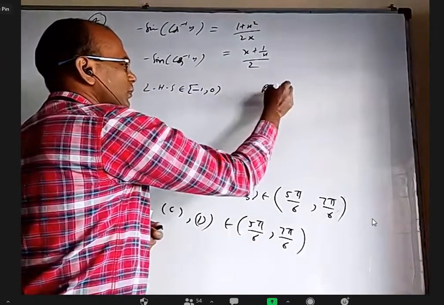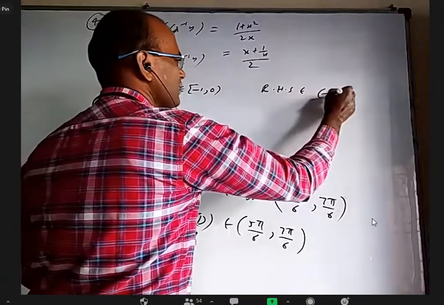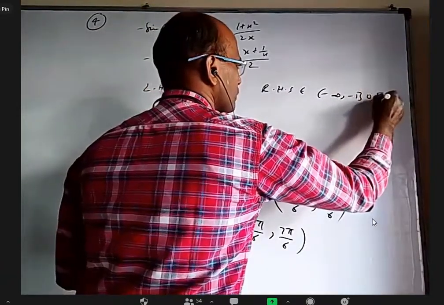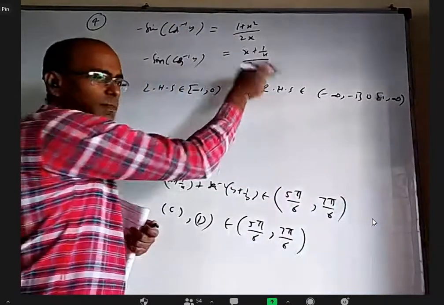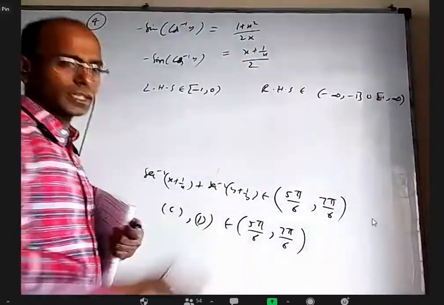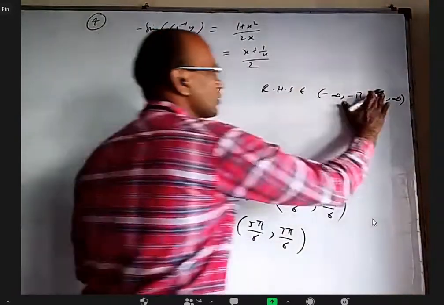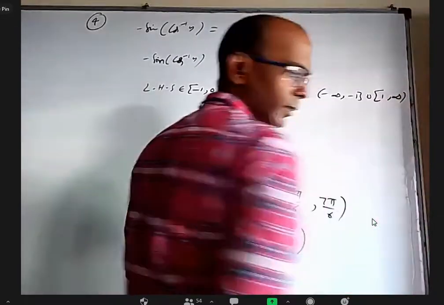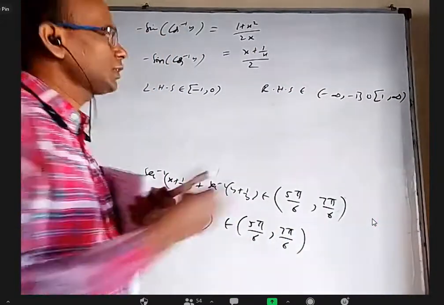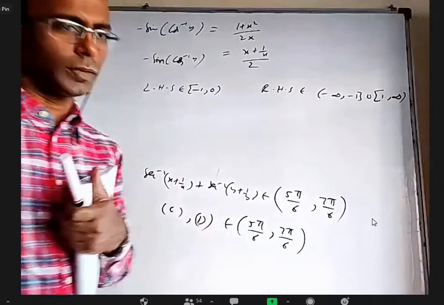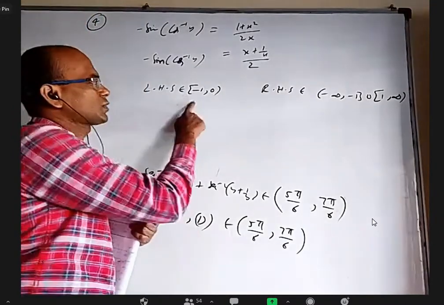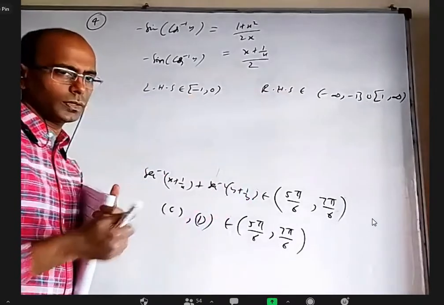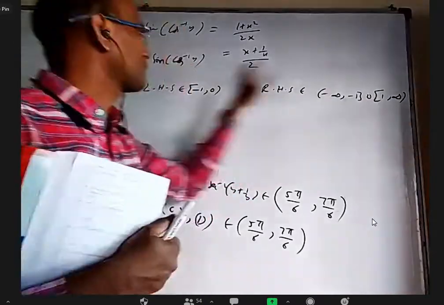RHS range, you know, is minus infinity to minus 1 union 1 to infinity. Because when x is positive, according to the AM-GM inequality, it will be greater than or equal to 1. That's why it is 1 to infinity. And when x is negative, it will be the negative of that. Okay. So basically, LHS is more than minus 1 and RHS is less than minus 1. Of course, this is more than 1, but this can't be more than 1 at all.